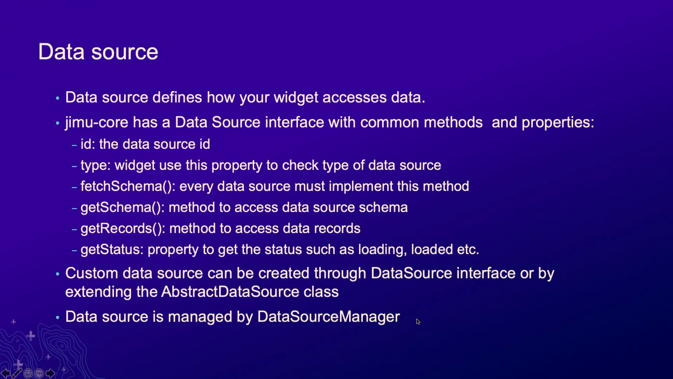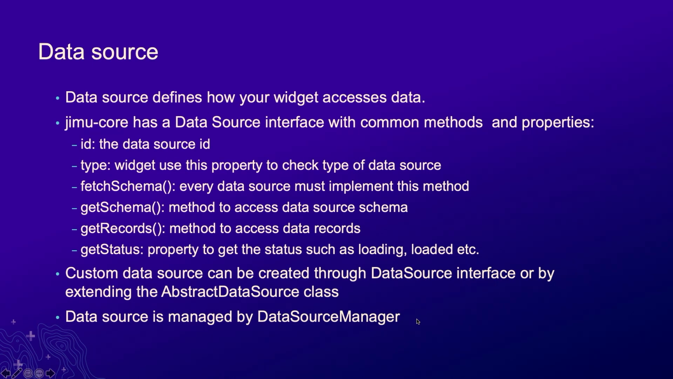So when we look at a data source, it basically has interfaces, right? And the interfaces are defined in the jimu-core. And within that package, we have common methods and properties. So the ID is basically the data source ID, okay? And the type property is used to check the type of data source it is using.